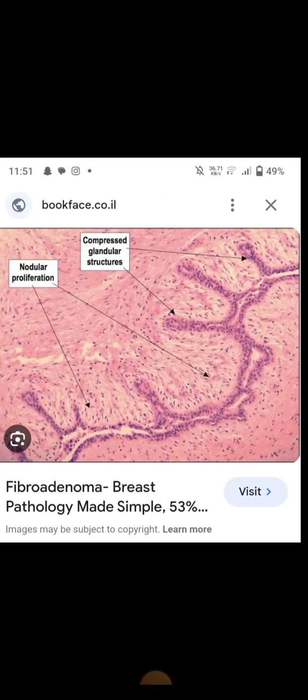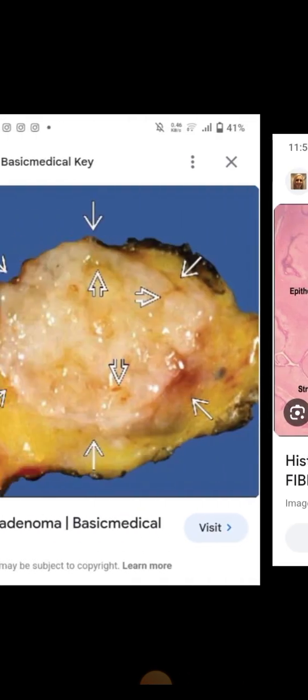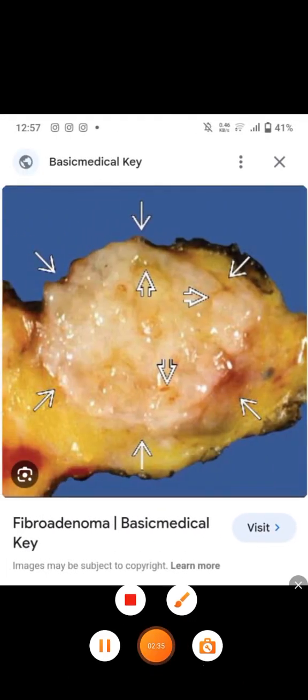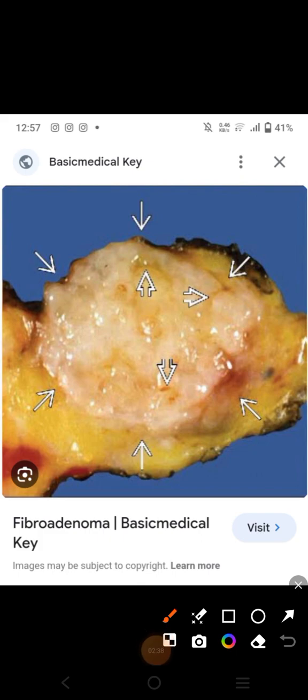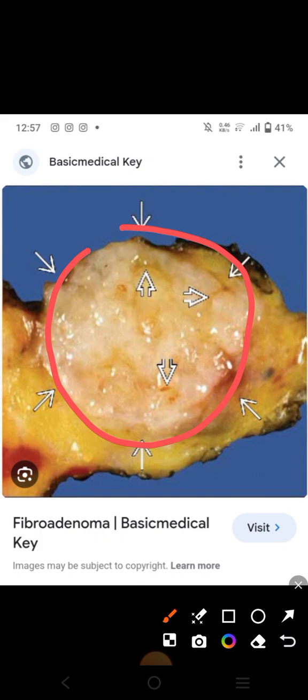Okay, so now let's move towards its gross morphology. Here are 3 to 4 features that you must remember. Number one is that it is very well circumscribed. Number two is that it is a freely movable tumor, and because it is freely movable, it is known as breast mouse. Number three is that it has a somewhat rubbery feel.